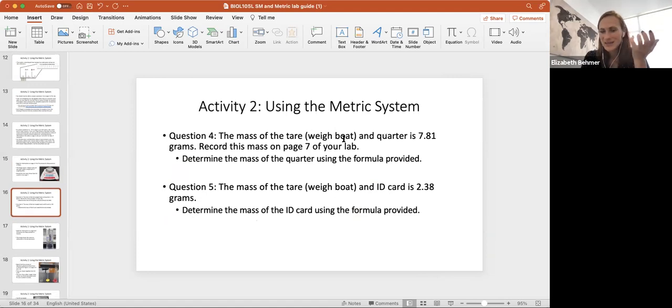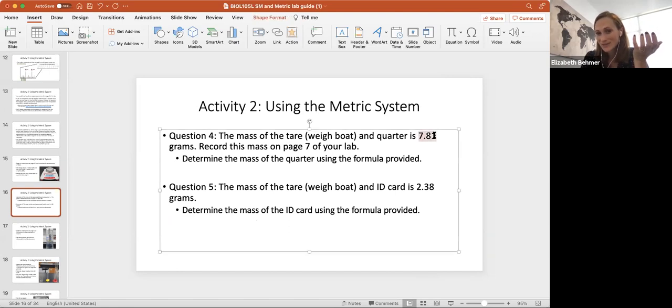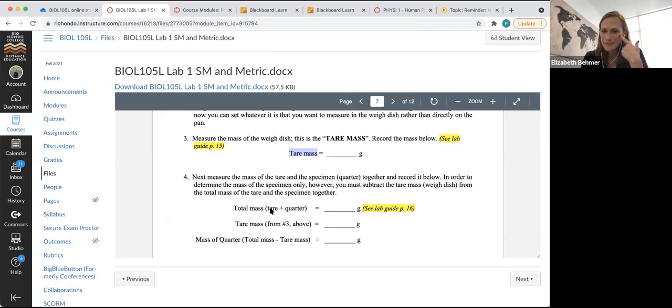It gives you the mass of the tare and the mass of the quarter, which is 7.81. And then it asks you for the measurement of the quarter itself. So you kind of have to go back to your worksheet. The total mass, your tare plus your quarter, is 7.81. So it even highlights when you need to look at the lab guide. You take the tare mass, which is from above, about 2 grams. And then you'll take the mass of the quarter by just subtracting them. And hopefully that makes sense.